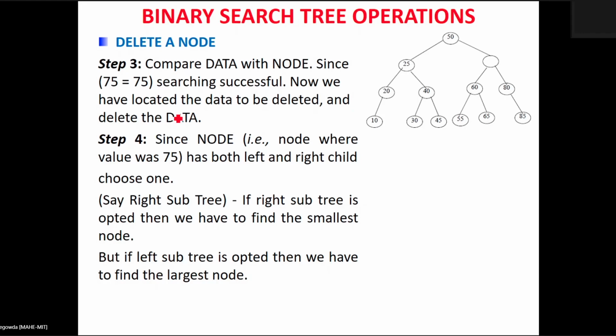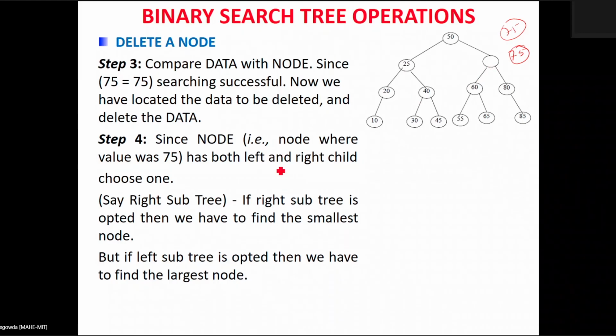Next we have step 3. Again we compare the data with the node. Here we have a node whose value is 75, and the data which we are searching is also 75. Now they are equal. We have located the data to be deleted, and you delete the data first. That 75 is deleted over there.